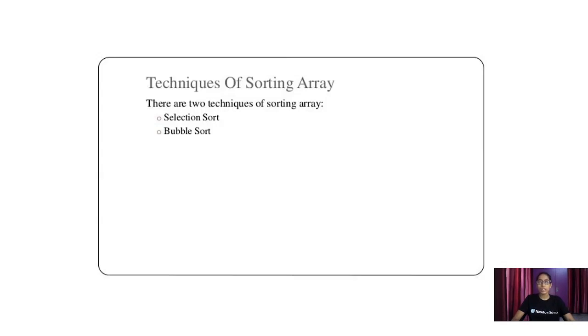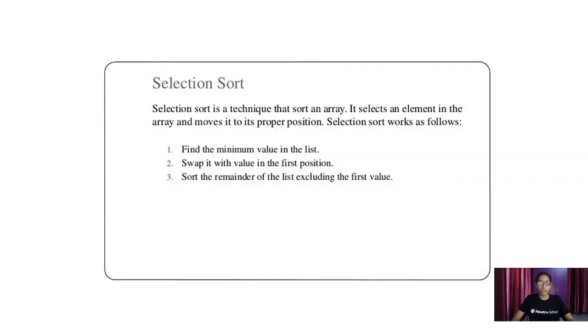Selection sort is just a technique to sort data in an array. It selects a data element of the array and moves it to the proper position. It works by finding the minimum value in the list, swapping it with the value in the first position, and then sorting the remainder of the list, excluding the first value.